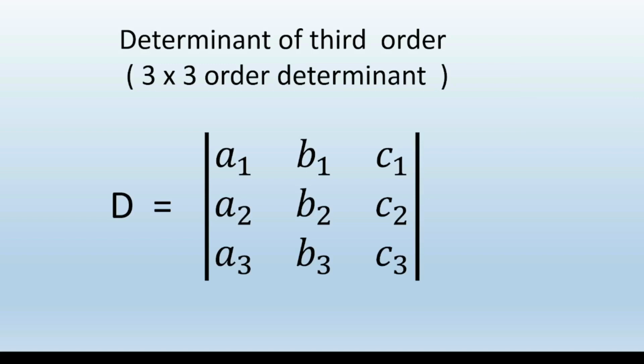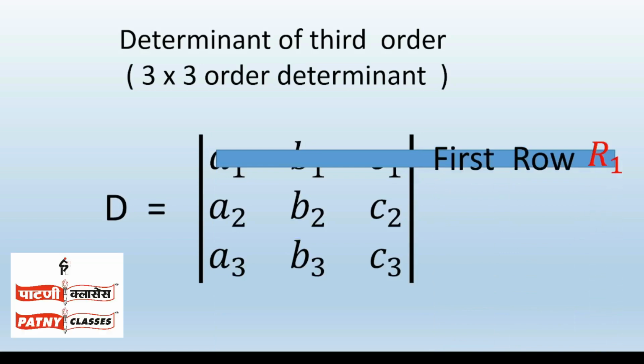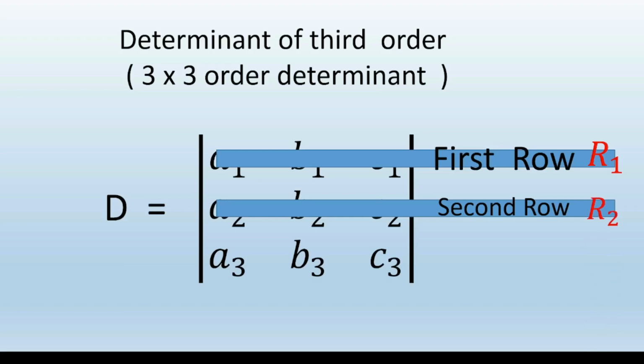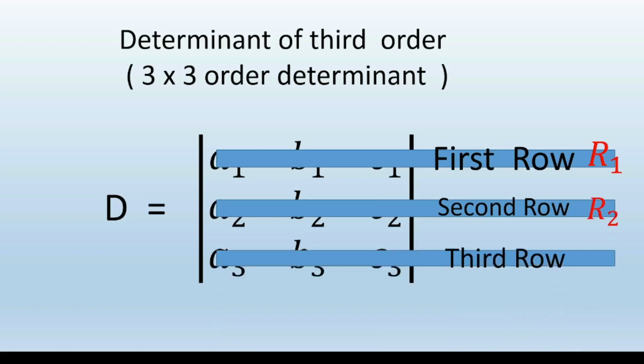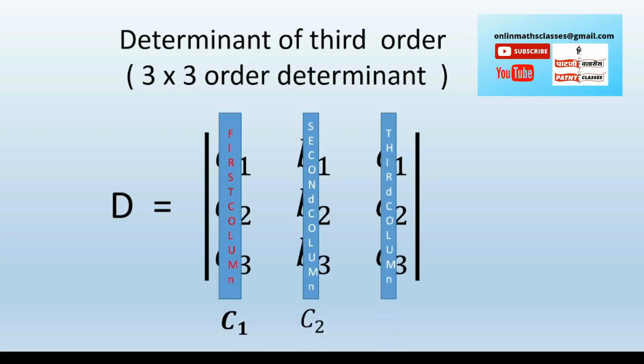This is a third order determinant. It has 3 rows and 3 columns. It is written as 3 cross 3. First row denoted by R1. Second row denoted by R2. Third row denoted by R3. Similarly, first column denoted by C1. Second column denoted by C2. And the third column denoted by C3.